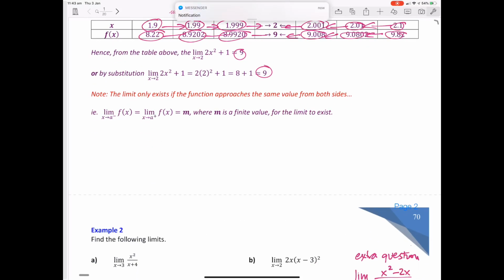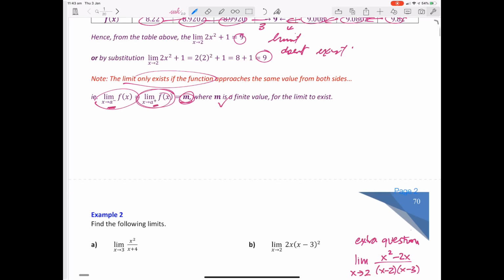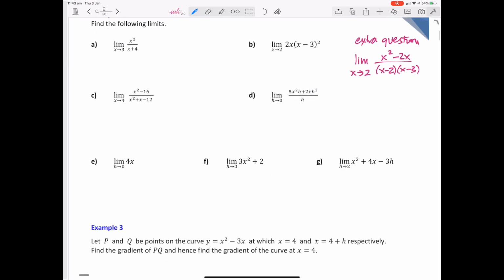Now, I said the limit only exists if the function approaches the same value from both sides. So if this side approached 2 and this side approached 2, so that's 2 minus, 2 plus. If this approached 3 and this approached 4, well, then that limit wouldn't exist. So if you approach from the left-hand side and from the right-hand side, and they approach the same value, then the limit exists. If they don't approach the same value, the limit doesn't exist.